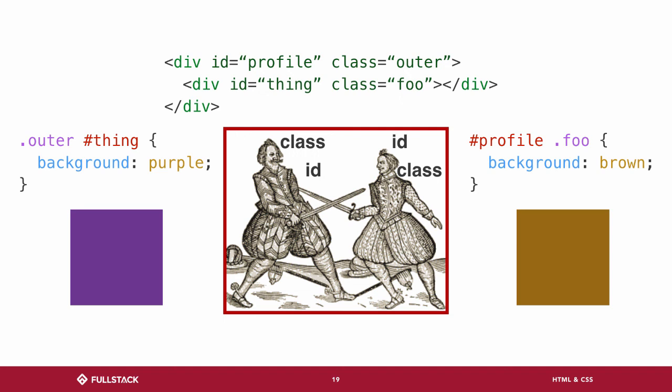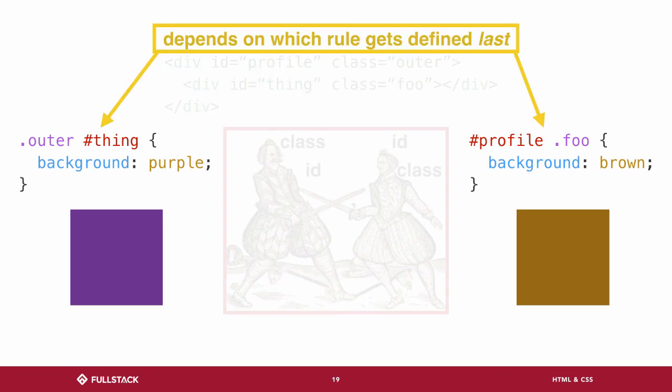And here we've got another style that says if you're an ID of profile, a better way to read it is from the inside. If you are a class of foo and you have an ancestor which is an ID of profile, you should end up being brown. And so this is a little less clear. What it comes down to is which rule was defined last. The last one in ends up winning.